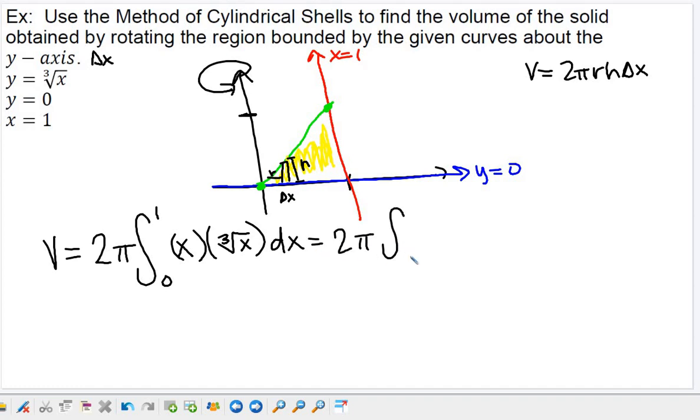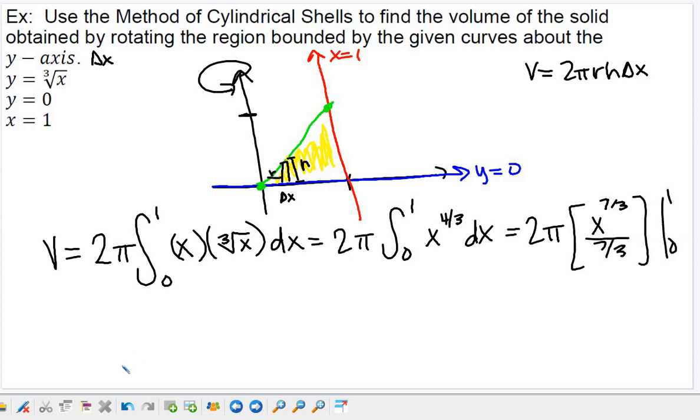So we have 2 pi, 0 to 1. Now we know this is x to the 1/3. Product rule says when we multiply two like bases, we add their exponents. So that'd be x to the 4/3 dx. So we have 2 pi. Add 1, so 7/3 over 7/3. Evaluate it from 0 to 1.